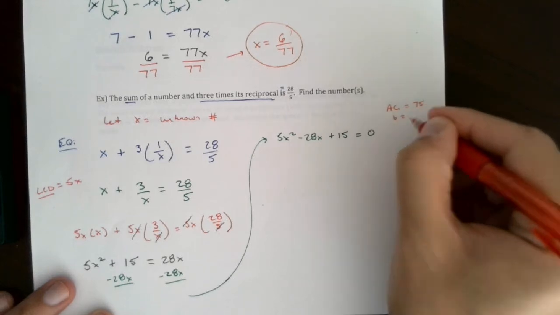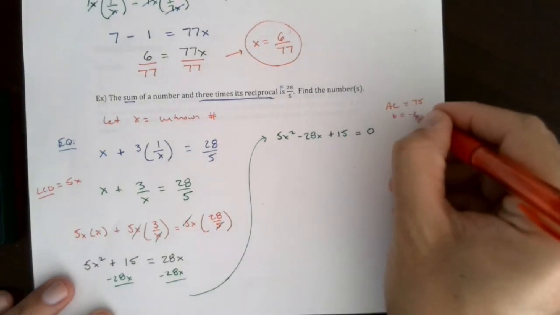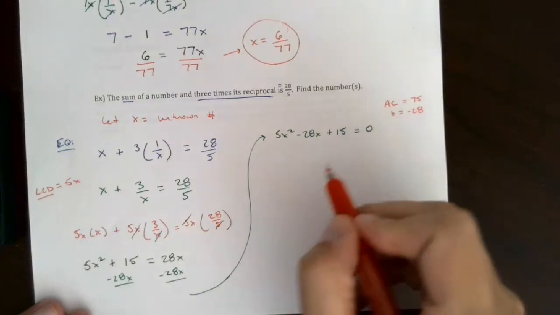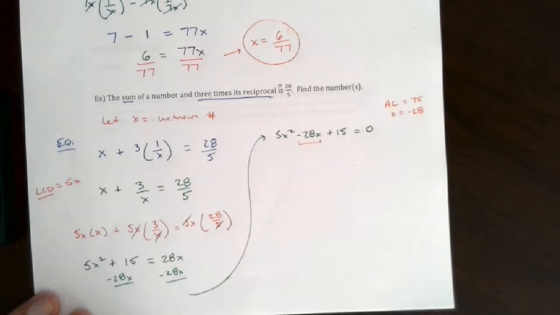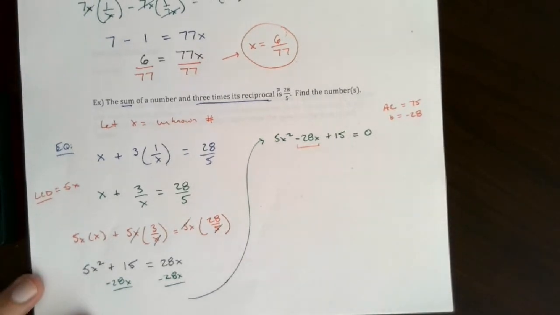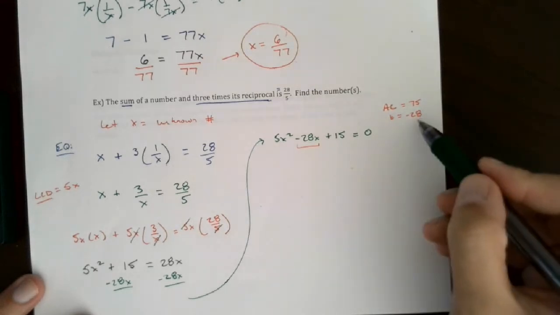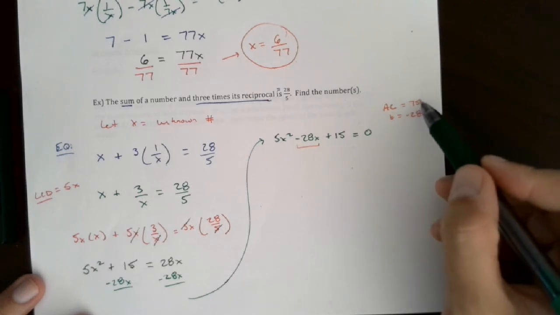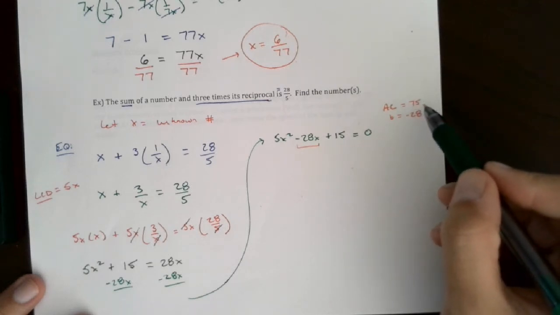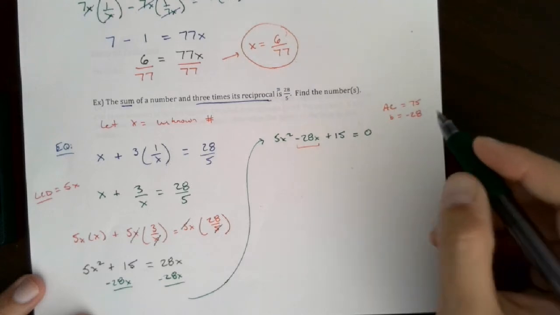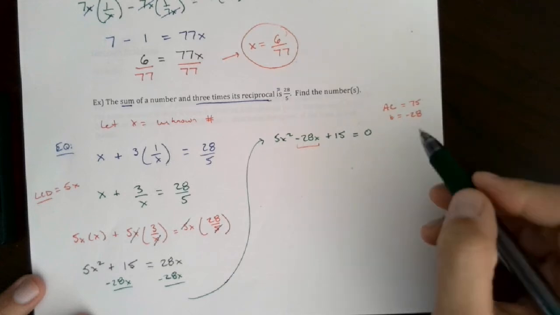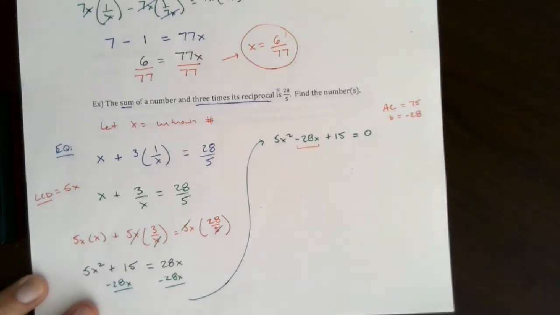You want things that also add to B, which is the middle coefficient, which is negative 28. And the way you do this is you rewrite the middle using the values that you find here. What numbers multiply to positive 75 but add to a negative 28? Adding to a negative tells you that they both have to be negative, and multiplying to a positive, so they both have to be negative. So we're looking at negative 25 and negative 3, because negative 25 times negative 3 would give you 75, and negative 25 plus negative 3 would give you negative 28.